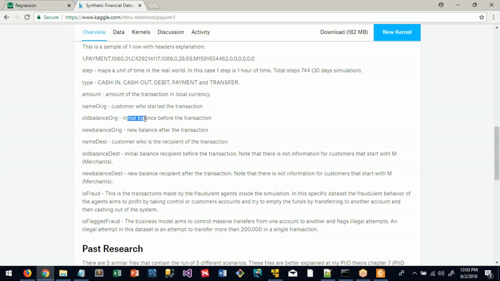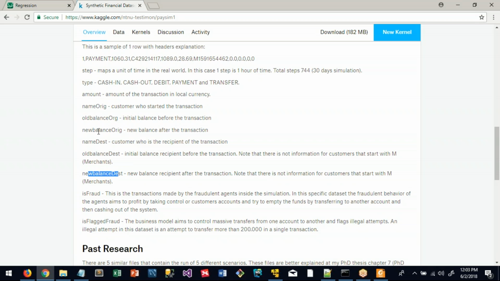You can find them out using old balance origin and new balance origin. Then it is the name destination, which tells you the customer who was the recipient of the transaction. Whom did you transact to? So if you transferred the money to a friend of yours, that is the name destination. If it was a payment done to, let's say, a telecom provider for your telephone bill, then it's the name destination of that provider. Then it is the same thing for the old balance of the destination and new balance of the destination.